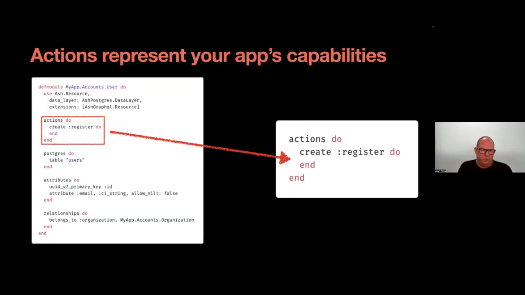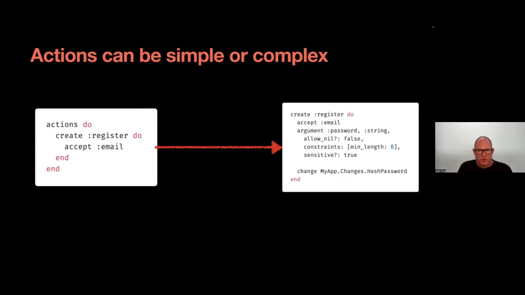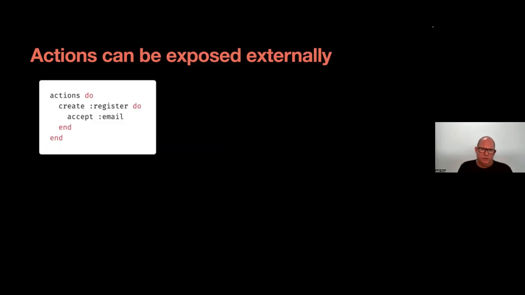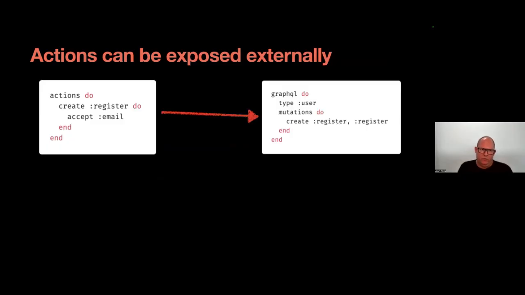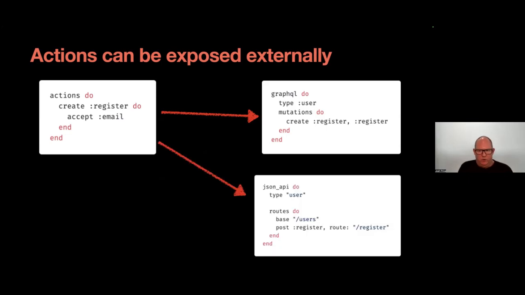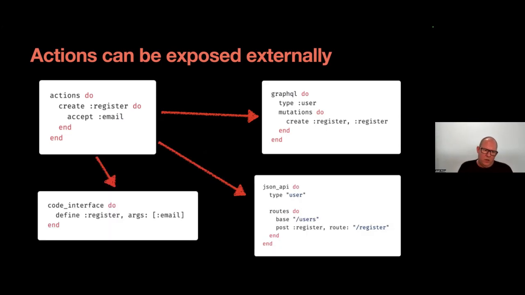So actions in a resource represent all of your app's capabilities. That's pretty important, and they can be as simple or as complex as you like. They can get pretty complex, but they can start pretty simple. And effectively, we can expose those as GraphQL. We can expose it as an OpenAPI, JSON API.